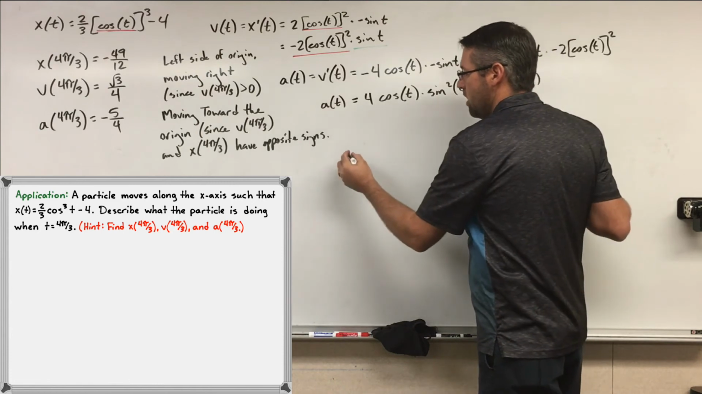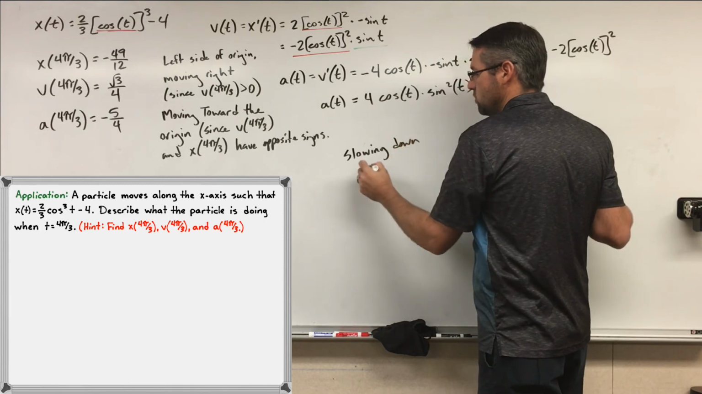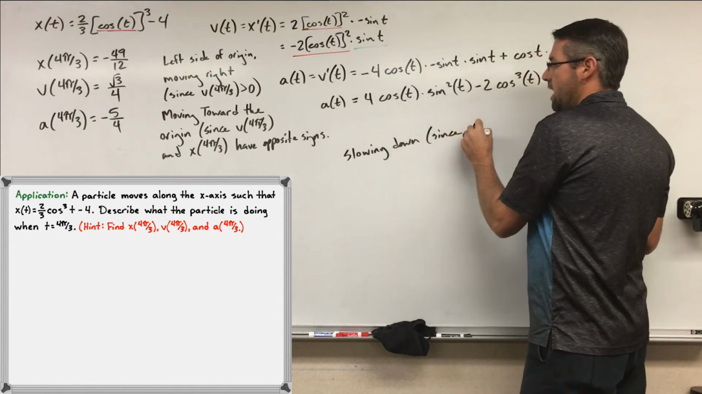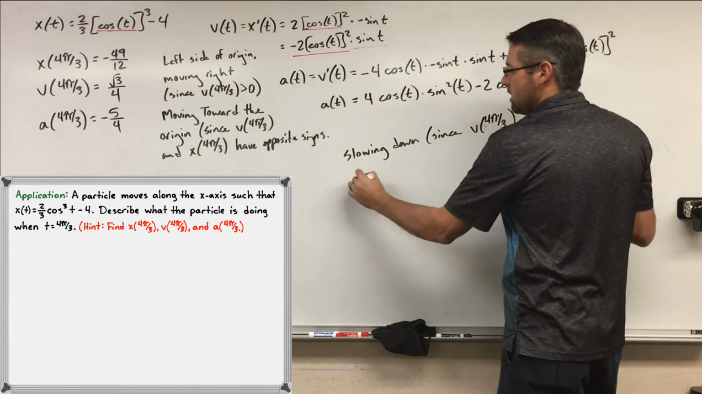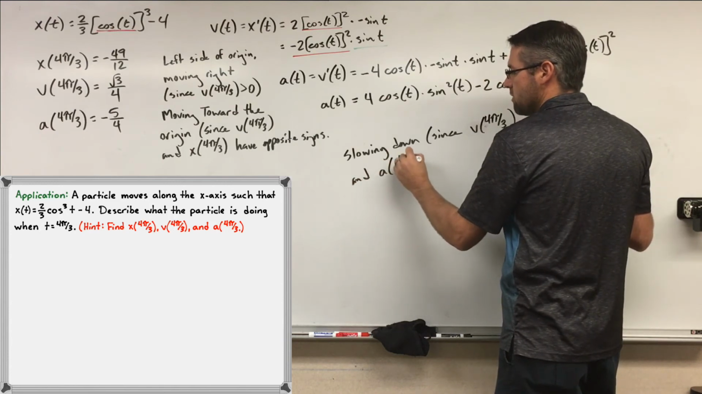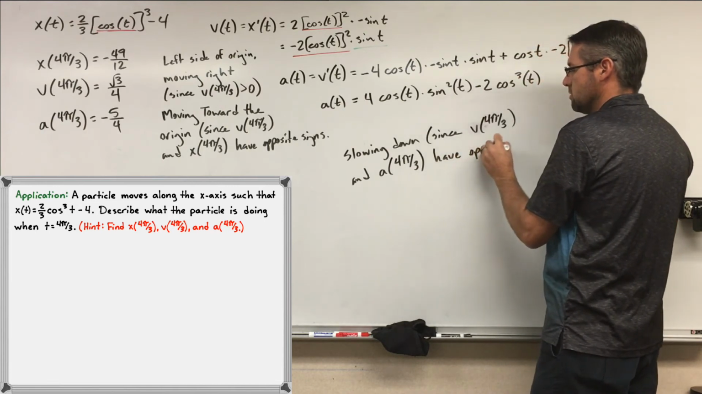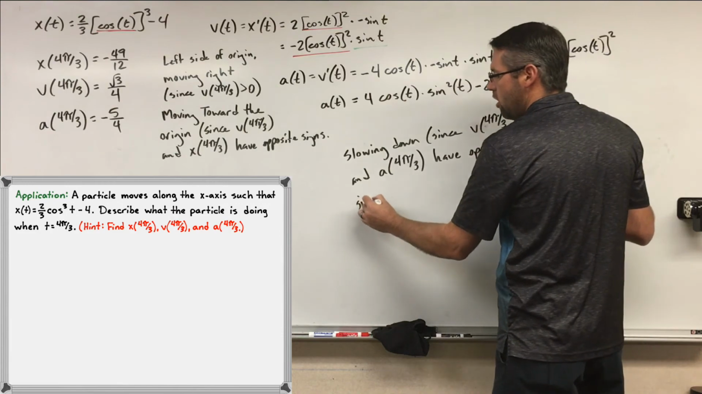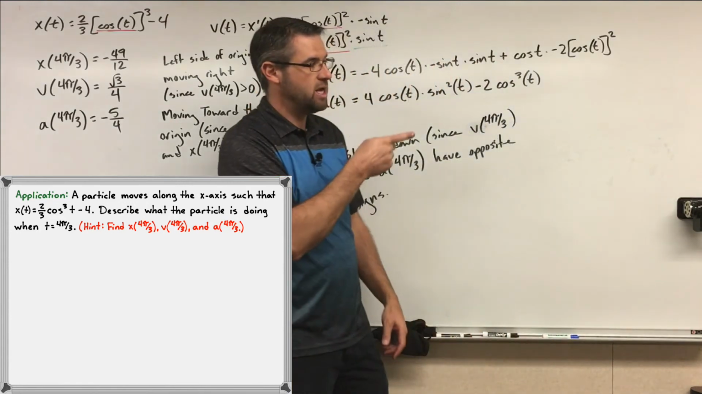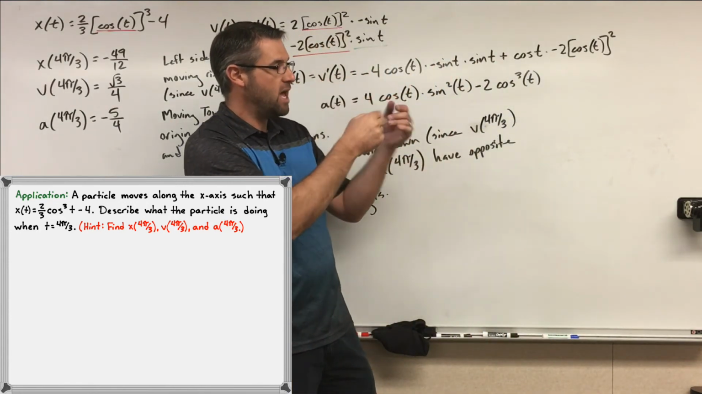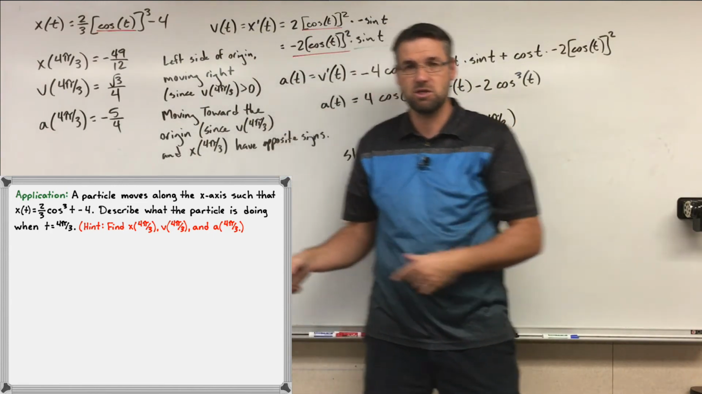So we would say the particle is slowing down, and the justification would be since v of 4 pi over 3 and a of 4 pi over 3 have different or opposite signs. Okay? So we are looking for all of those things when we're talking about particle motion. We know we're on that side of the origin. We know we're moving this way, so we're moving toward the origin. We know since we're moving that way and acceleration is pushing against us, we're slowing down. So we're moving to the right and slowing down on that side of the origin, moving toward the origin.